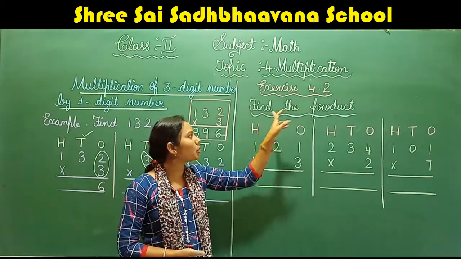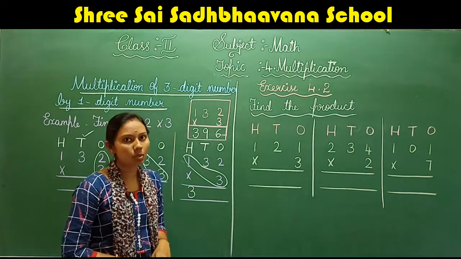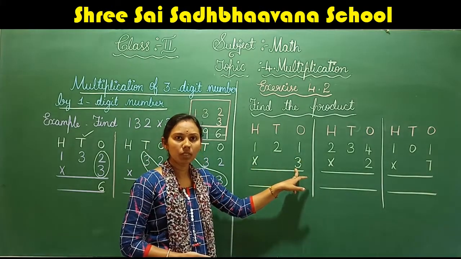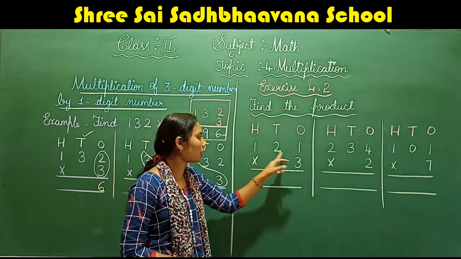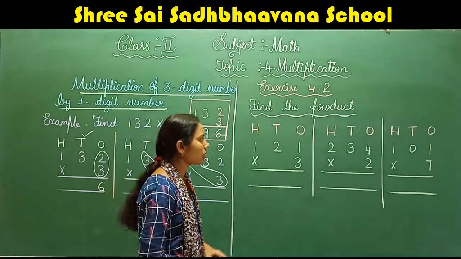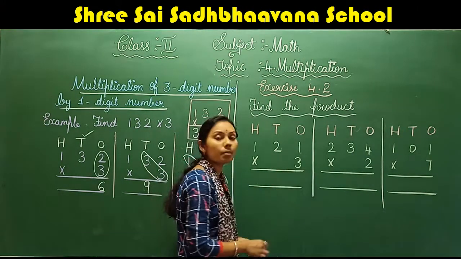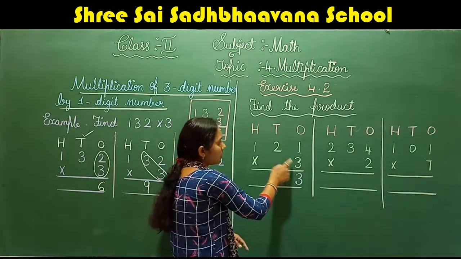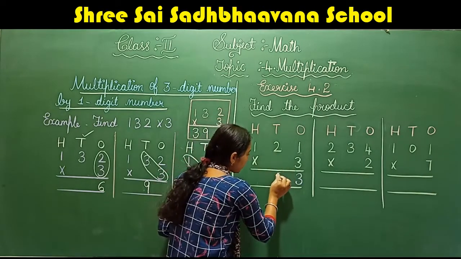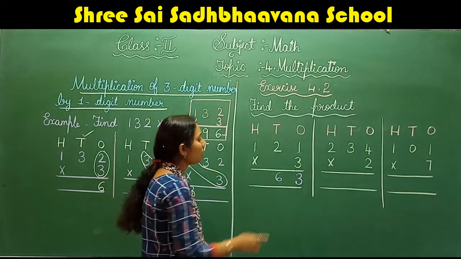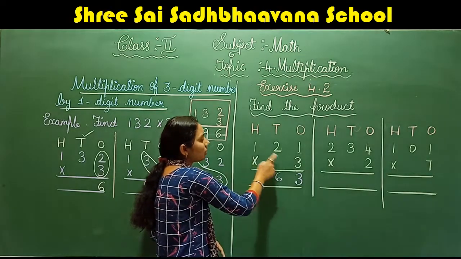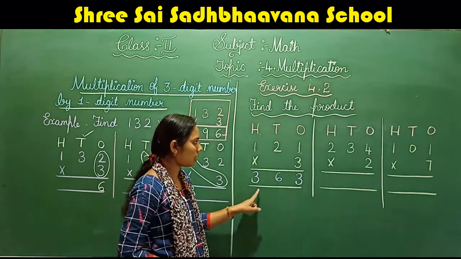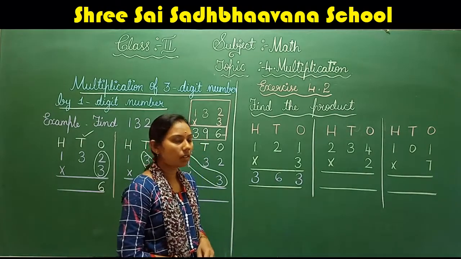So we will move to exercise 4.2, that is find the product. Okay, you should find the product. So the first question is 121 into 3. This one we are doing without carrying. 121 you have to multiply by 3. First we do the ones place, that is 3 ones are 3. Next, tens place, 3 twos are 6, 6 tens. Now 100 place, 1 is there. So 100 into 3, 3 ones are 3. So 363 is your product.